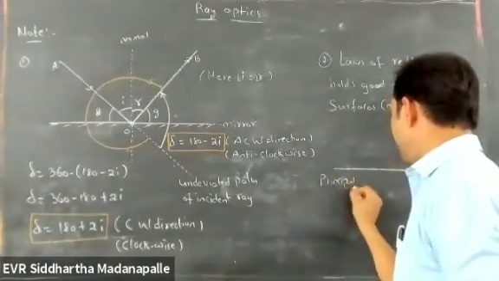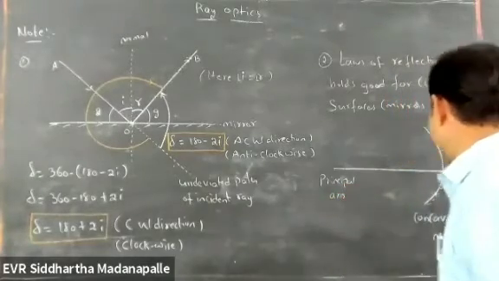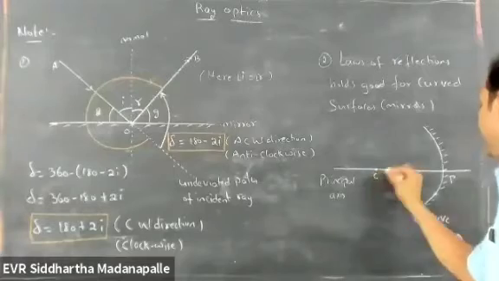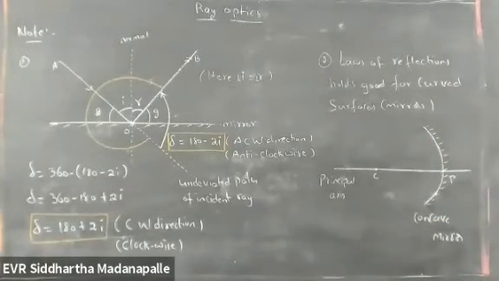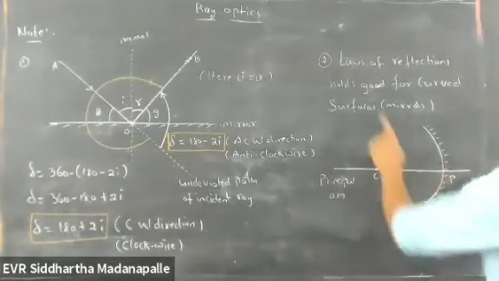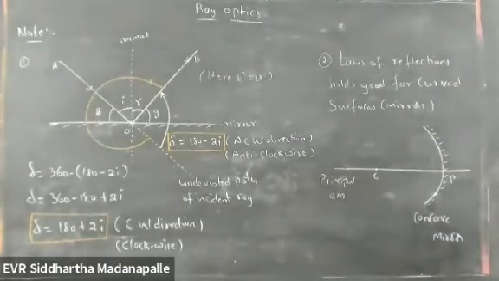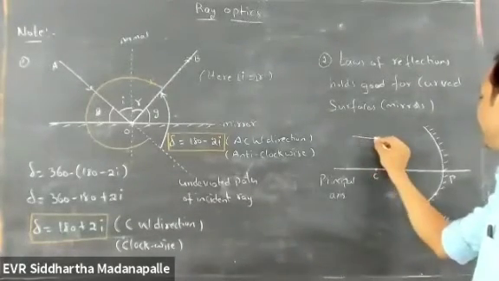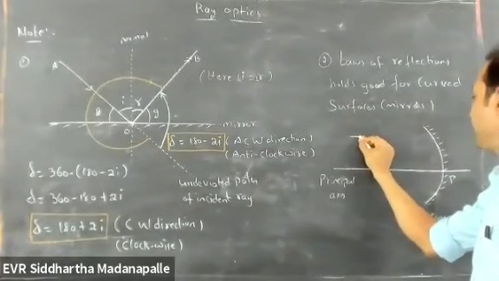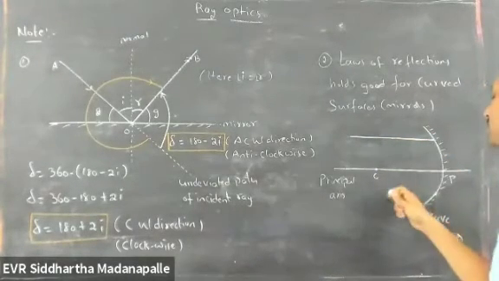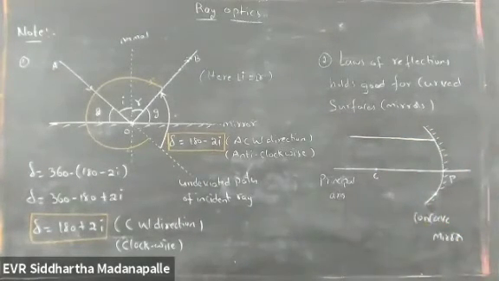A principal axis which is passing through the pole and the center of curvature of the concave mirror. Okay, so we are not discussing the spherical mirrors here right now. We are discussing whether the law of reflection holds good or not. Now let us consider this is the incident ray. So I am taking a paraxial ray. Paraxial ray means the ray which is close to the principal axis and parallel to the principal axis.